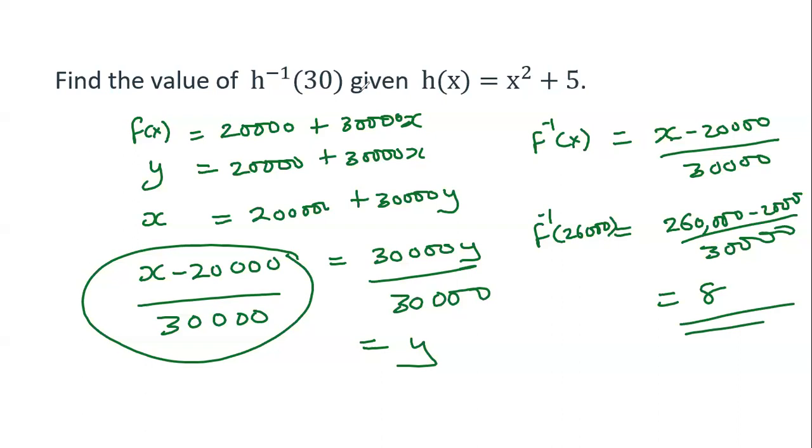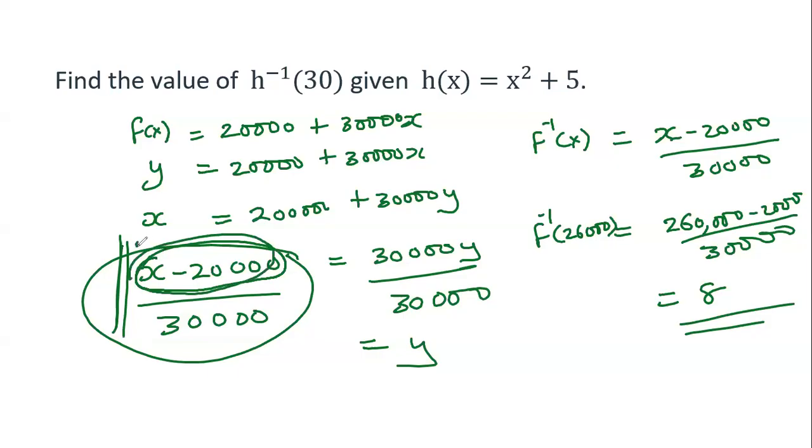Yes, Pena? Teacher, what happens if you cancel out the zeros? Which zeros? Like the one on X minus 20,000 divided by 30,000? No, this is one thing. This is one item.